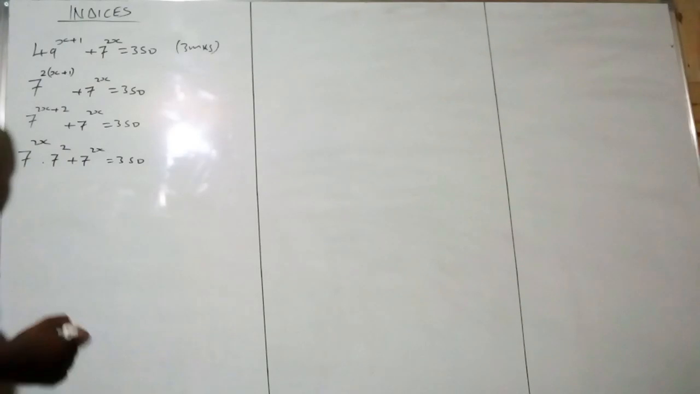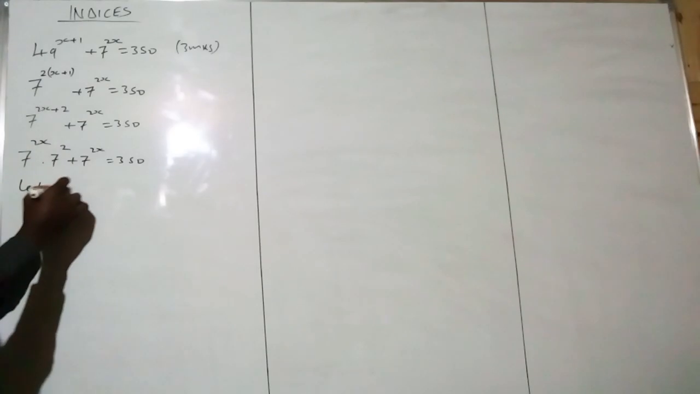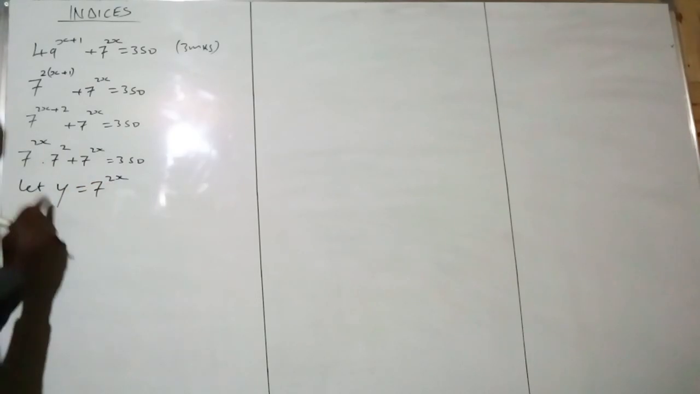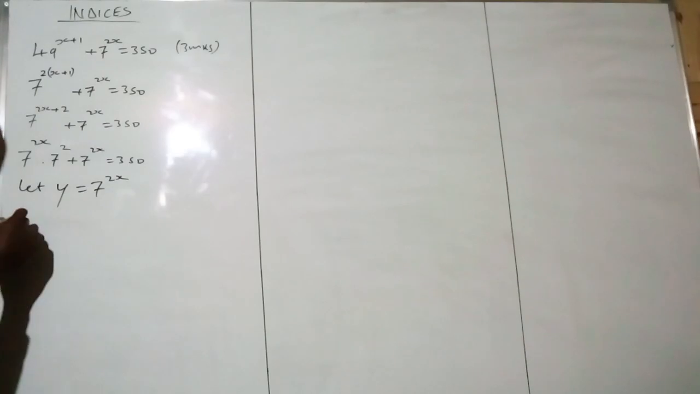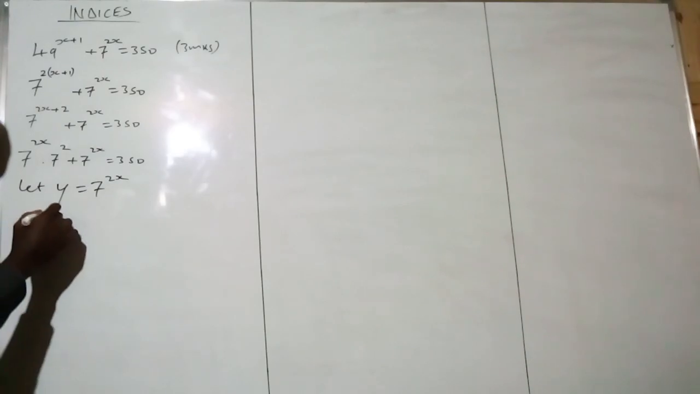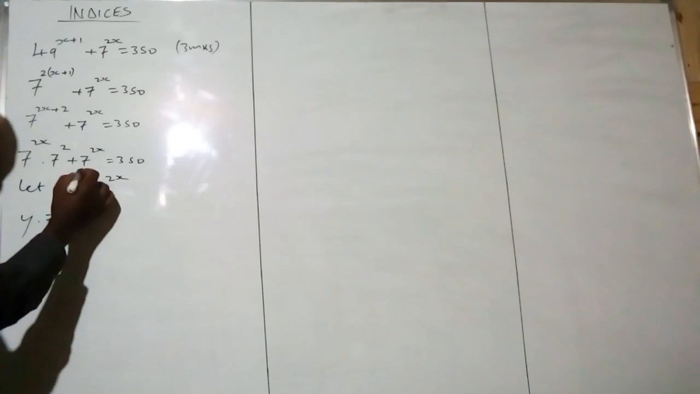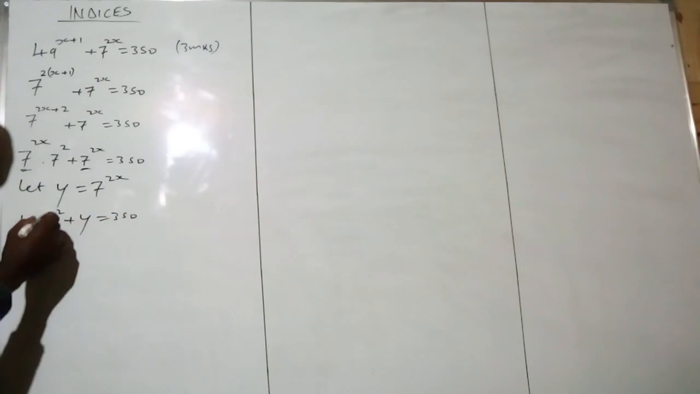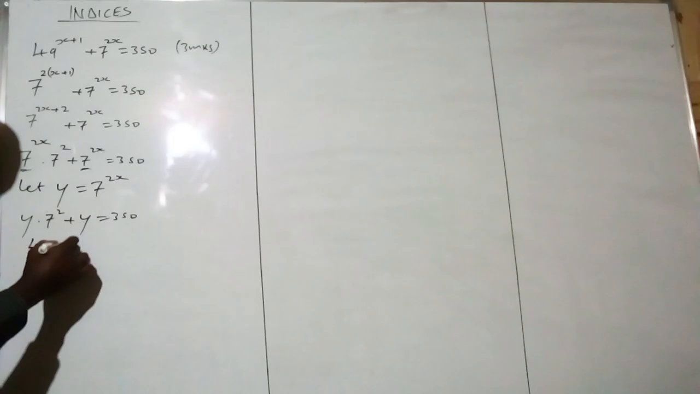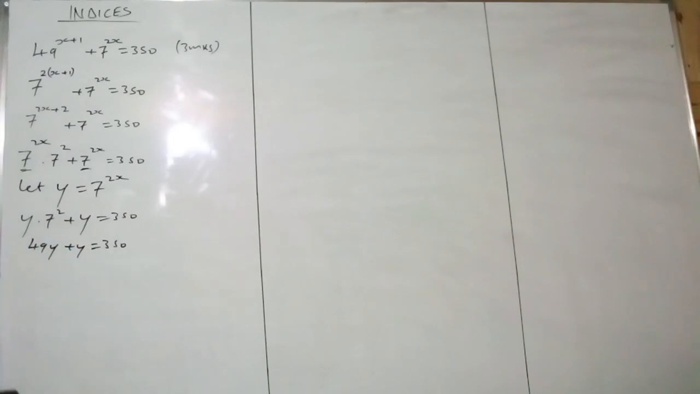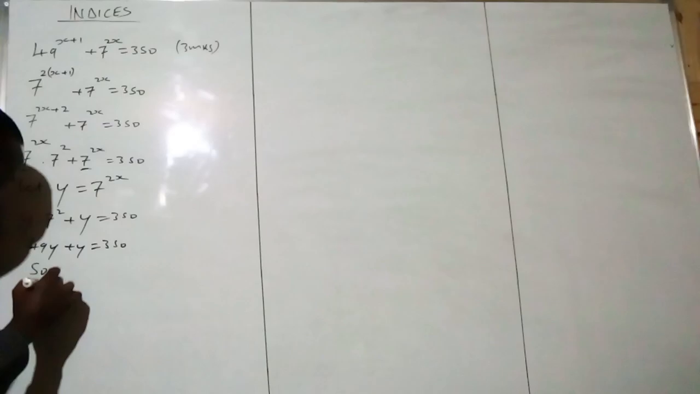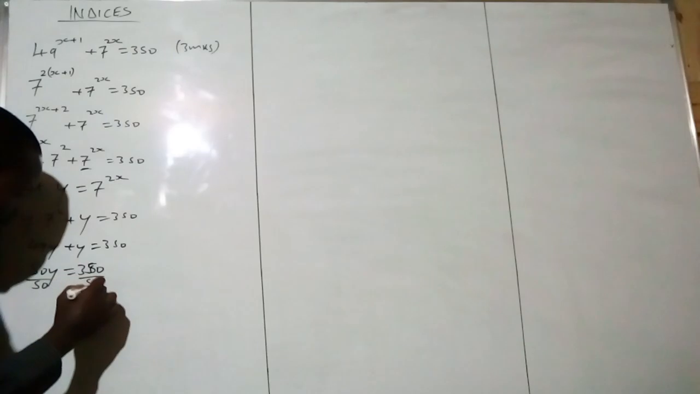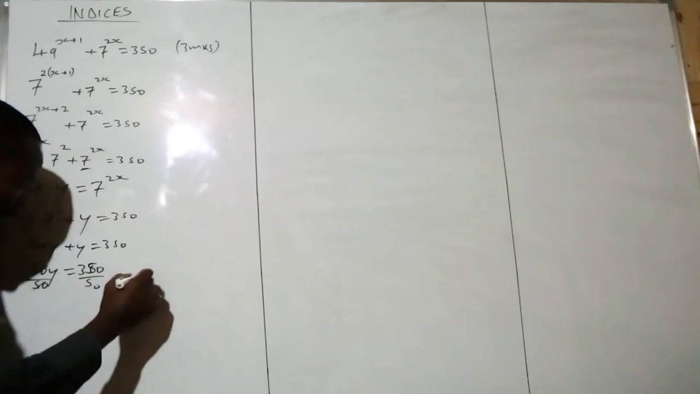You can say let y be 7 raised power 2x. It means when you have 7 raised power 2x, we are going to replace with y. Like this, y dot 7 raised power 2 plus y is equals to 350. 7 squared is 49 times y plus y is equals to 350. 49y plus y is 50y is equals to 350. Divide by 50, you divide by 50 to have your y as 7.